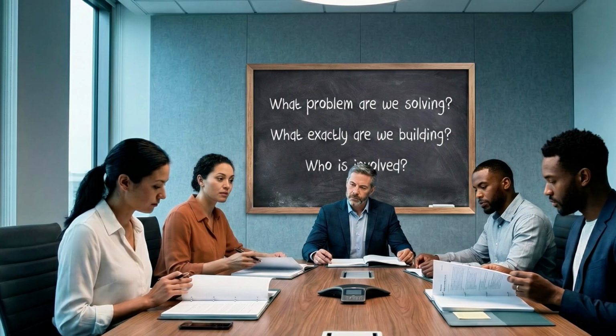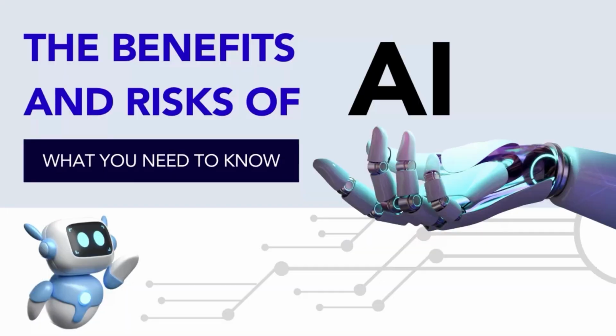Project initiation is simple. Before you build anything, you need clarity. This is the phase where you figure out, should this project exist at all? And if yes, what exactly are we trying to achieve? So before writing a single line of code, you need to ask, what problem are we solving? What exactly are we building? Who is involved? What does success look like? And most importantly, where does AI help us move faster?